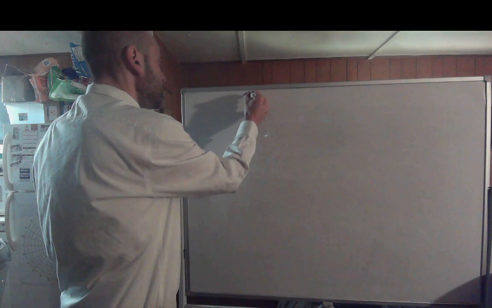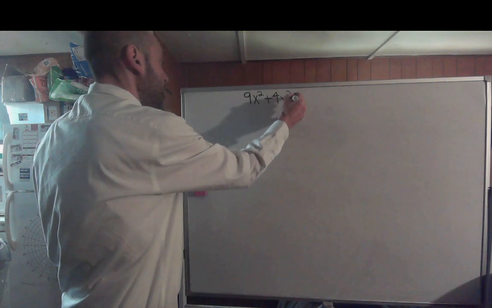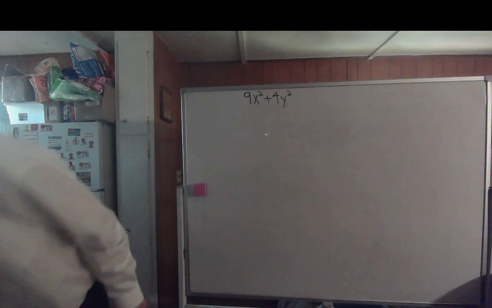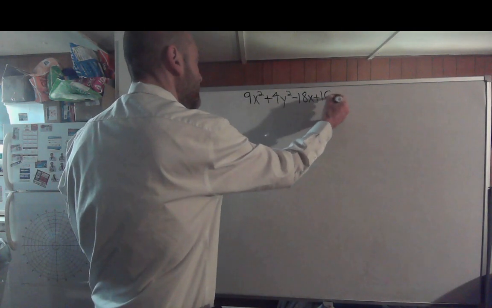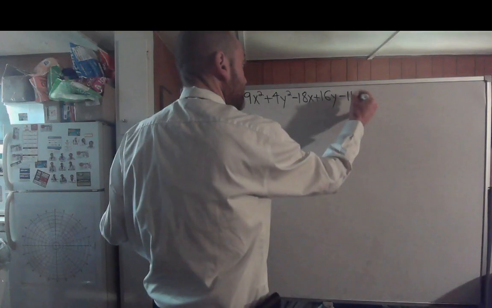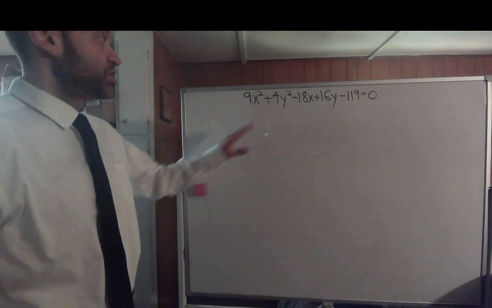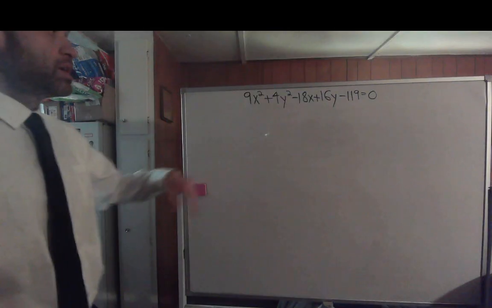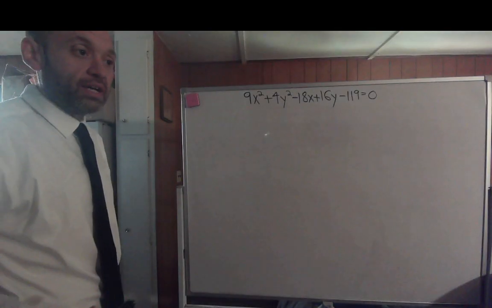So let's do a couple of ellipses. Alright, so I have 9x squared plus 4y squared minus 18x plus 16y minus 119 is equal to 0. Well, we can very clearly see that this is going to end up being an ellipse. But let's work on simplifying it because we need to get our A, B, and C.